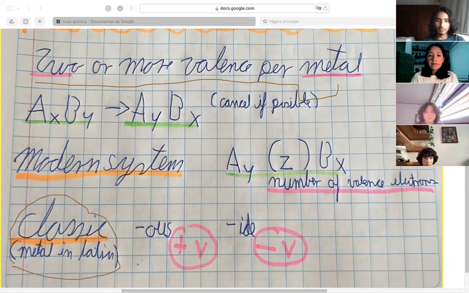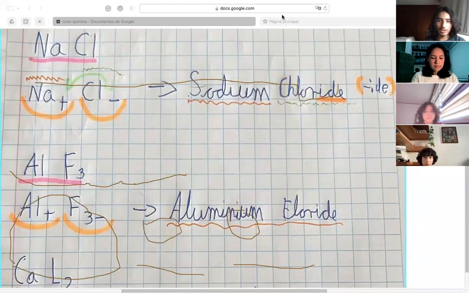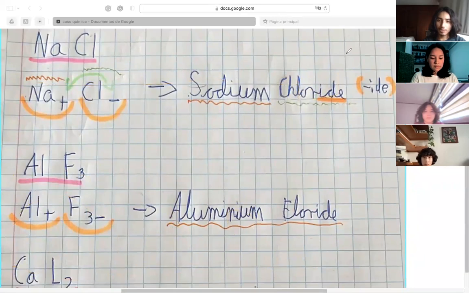If the compound has more than one valence per metal, we can write this in both of these next forms, the modern one or the classic, and you have to write the number of valence after the Y, as well as the one that has more valence electrons must end with O's and the one with the fewer ends with A's. You must write the metal in Latin as well. To do the opposite, you must separate both element names and undo the polar charge. Once done that, you must take the ending out, and you will have the formula.